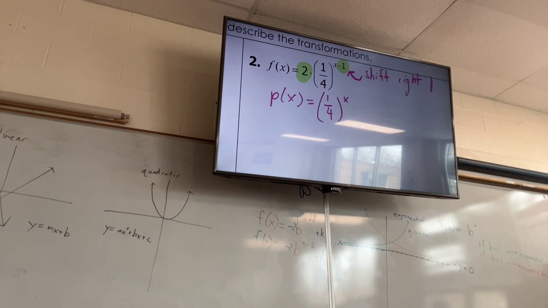Okay. What's that multiply by 2 going to do? The absolute value of 2 is greater than 1, so it's going to stretch it.